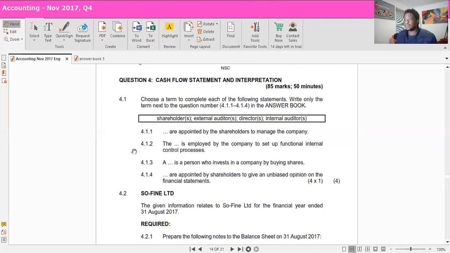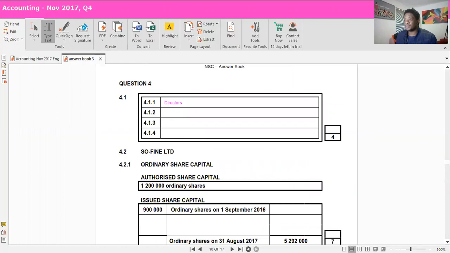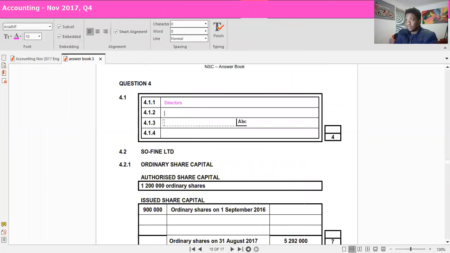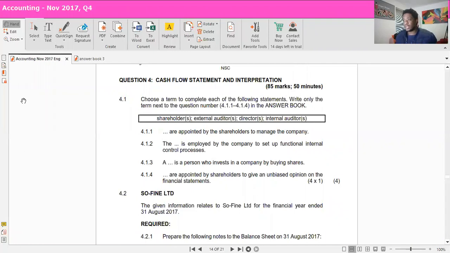And the second question says: this person is employed by the company to set up functional internal control processes. That is an internal auditor. An internal auditor is employed by the company, but an external auditor only comes at a certain point just to do the financial statements, and is not employed like a full-time employee by the company. So for the second one we say internal auditor.